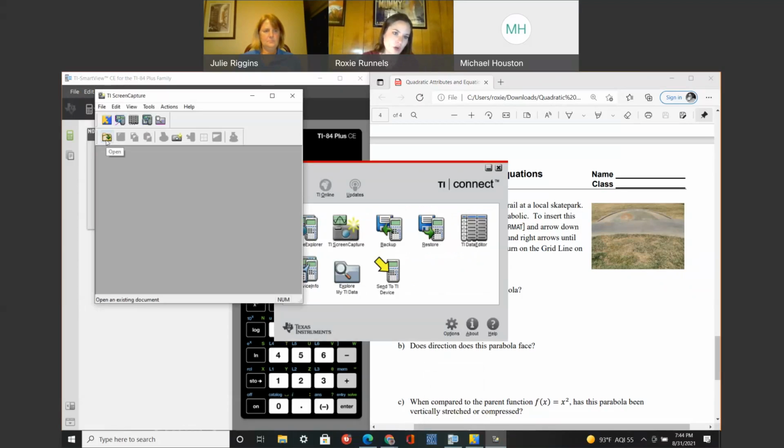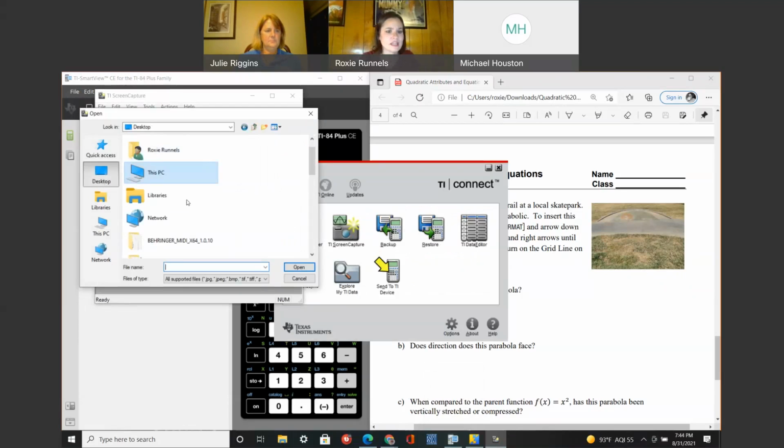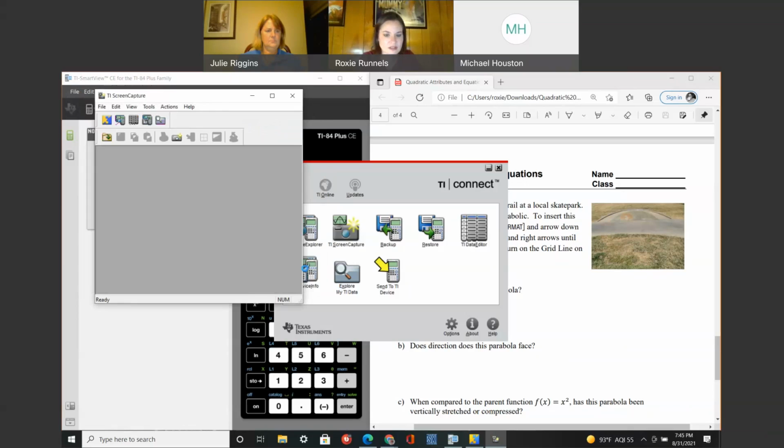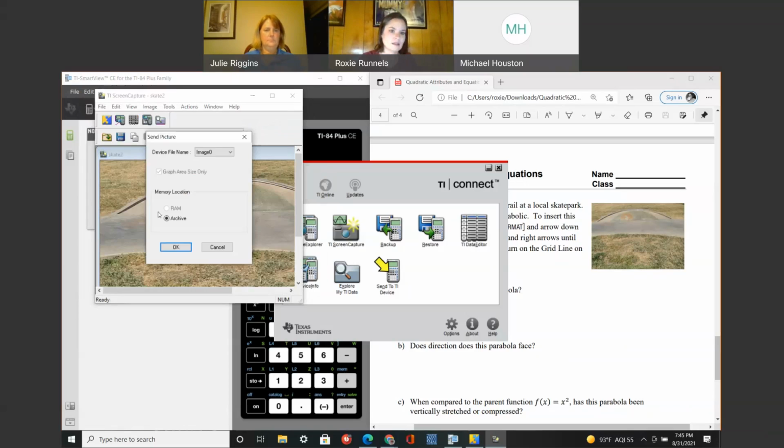I'm going to go to the open folder button here. And then I saved mine on my desktop. If you save it somewhere that's easy for you, where you know, I save lots of images. Let me come down here to my skate 2. I call it skate 2 because I took a lot of skate pictures. And then you're just going to click here on the send picture button. And it's going to think about it for a second. And you're just going to tell it where to go.